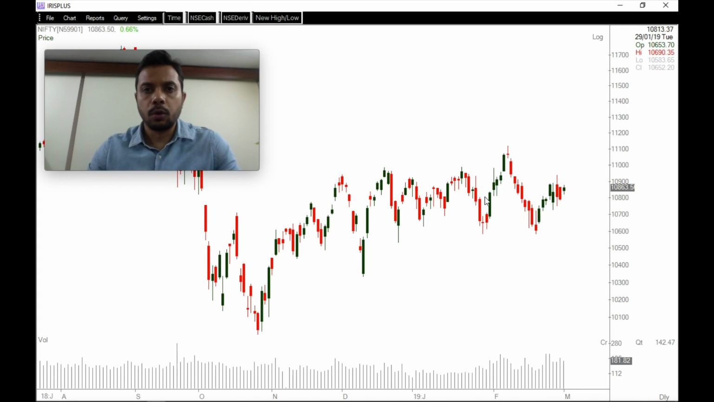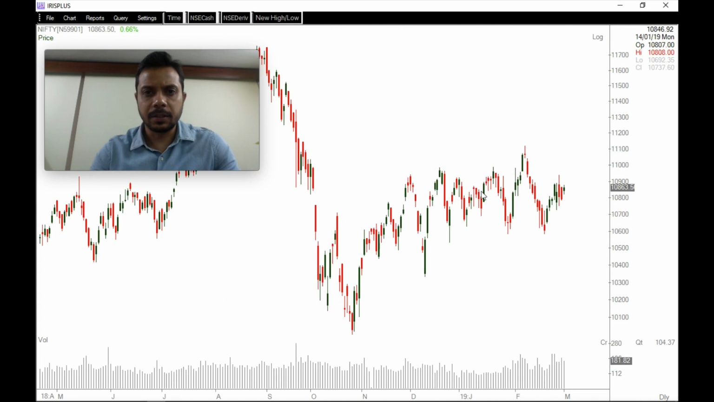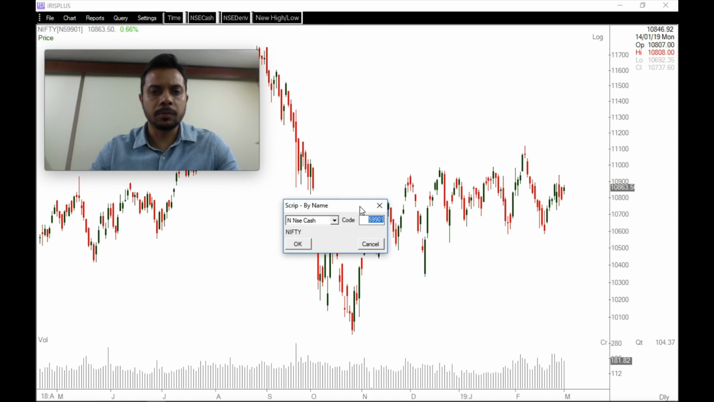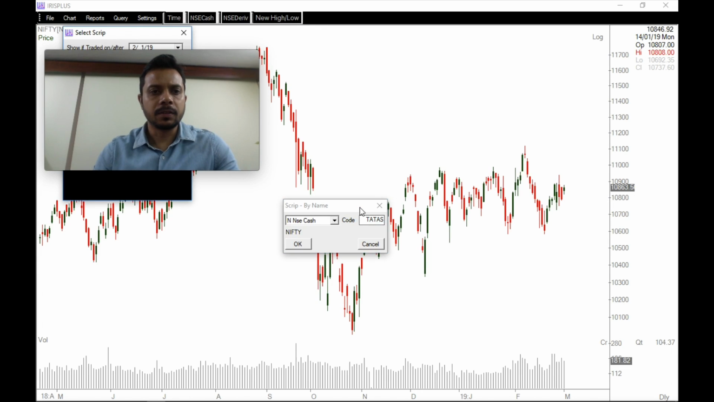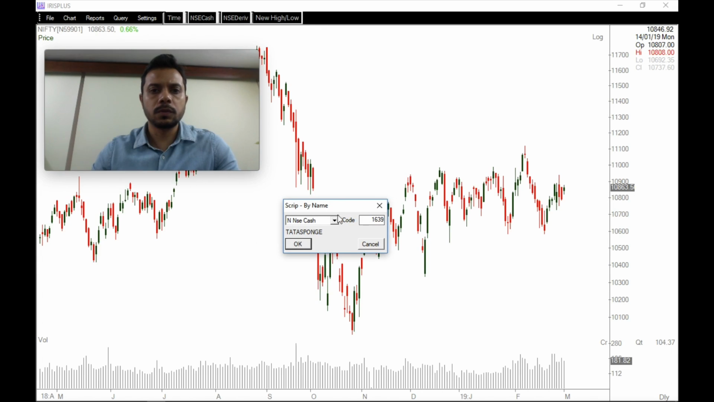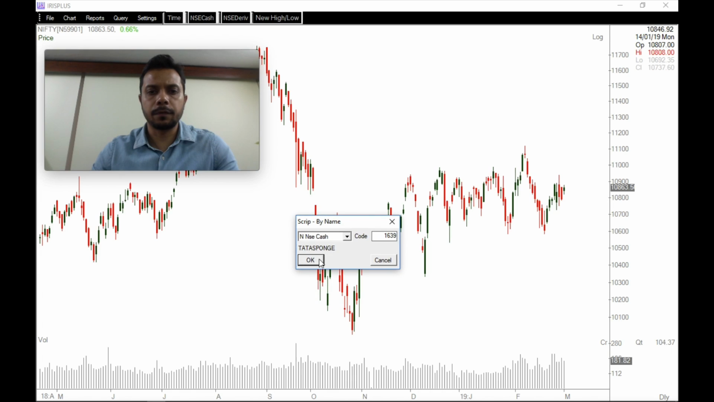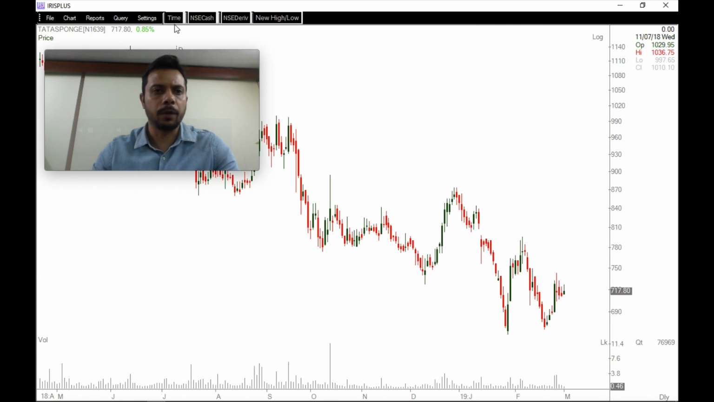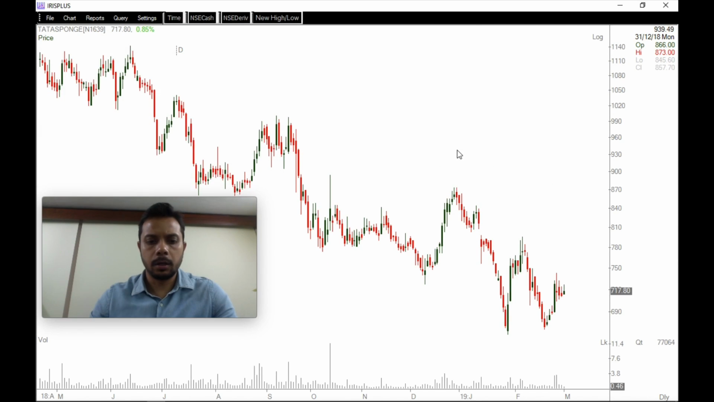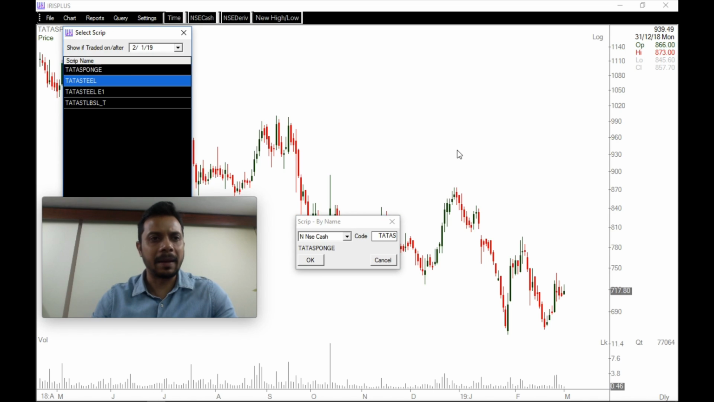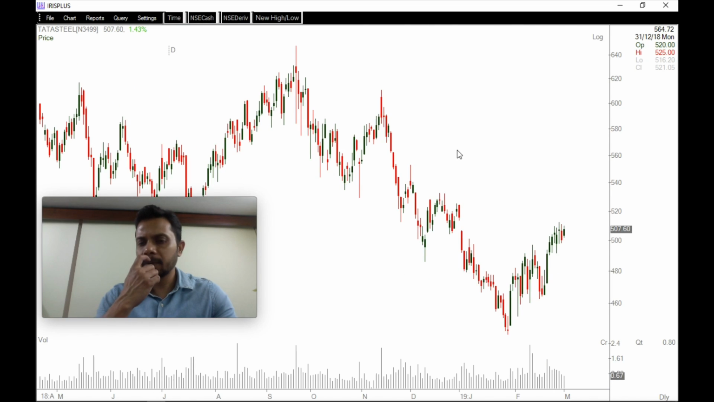All right. So what is this delivery percentage and how can one make use of it? As always, I'm using the Iris Plus software provided by Spider Software. Let me first quickly open up a chart. This is a daily chart and I'm going to use the chart of Tata Sponge. Whatever, I can use a better Tata stock than that. When I say better, I mean more liquid. So I go to Tata Steel.